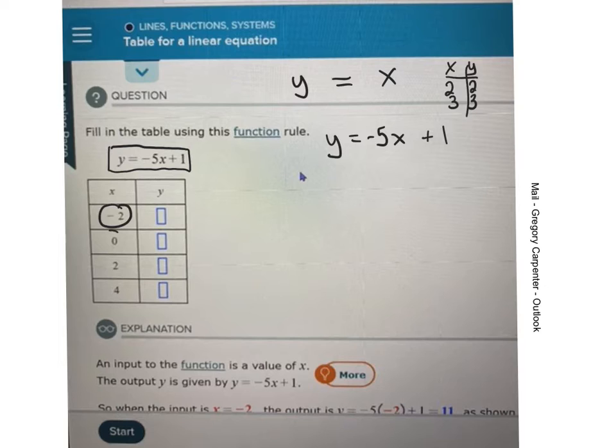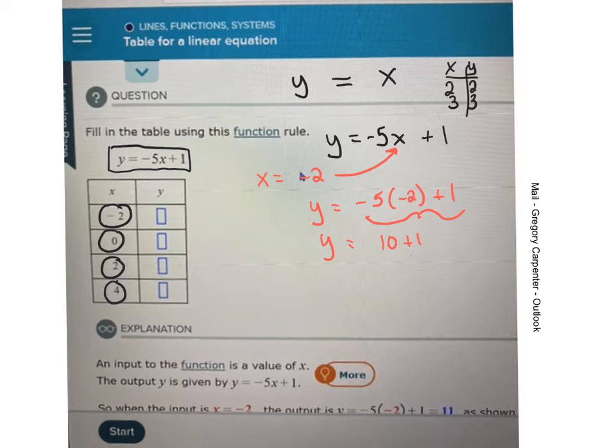So in each of these, we have an x that is given in our table, and we want to fill out the y's on the other side. So we know that if x equals -2, then I'm just going to put that in where x is in the equation to try to figure out what the y is. Because remember, the y is -5 times whatever the x value is plus 1. So all you have to figure out now is what is -5 times -2 plus 1. So that's 10 plus 1 equals 11. So for this one, the answer is 11.